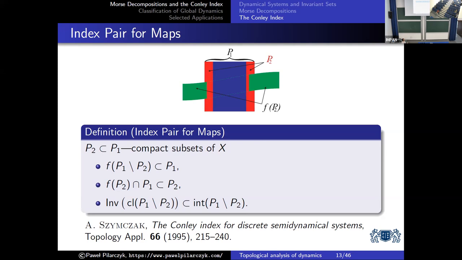So we have the blue part, which should be an isolating neighborhood. The red part is the exit set. And we have the condition saying that the image of the blue part does not exit. Well, it's contained in the union of the blue and red. The image of the red part does not intersect the blue part, so it might look like the green, and this isolation condition. This generalization was made by Andrzej Szymczak in the 90s, and there were some other equivalent definitions for some specific cases by Mrozek, and some other mathematicians were involved. Nevertheless, these are the conditions for the index pair.